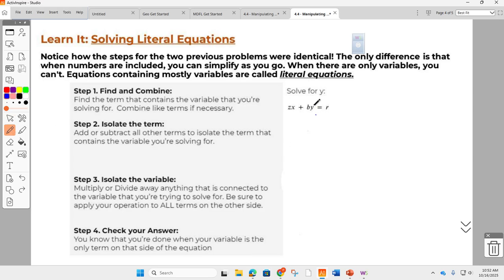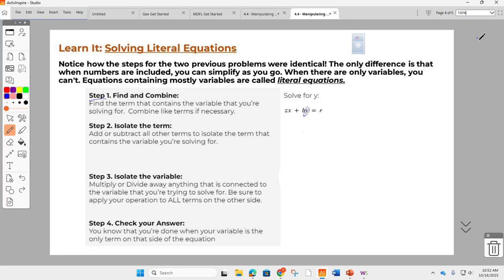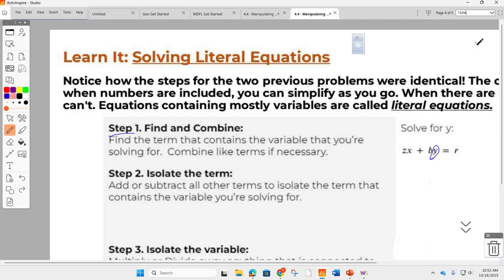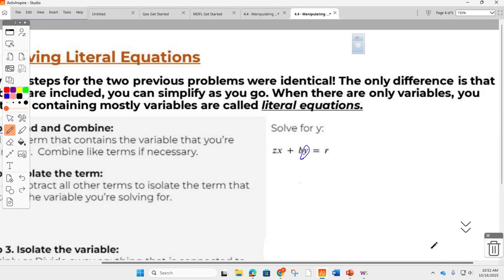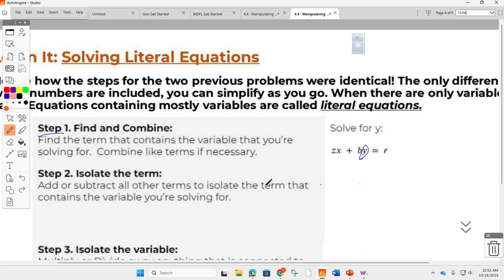So step 1, find and combine. If we could combine any like terms on either side, we would do that. Find just means let's mark it somehow. Let's circle it, let's underline it, let's highlight it, let's do something so we can remember which one we're supposed to be getting by itself. So once we know which one's by itself, we're going to undo addition or subtraction before we undo multiplication or division 99 times out of 100. Not every time, but most times. So we're going to add or subtract to get y by itself.